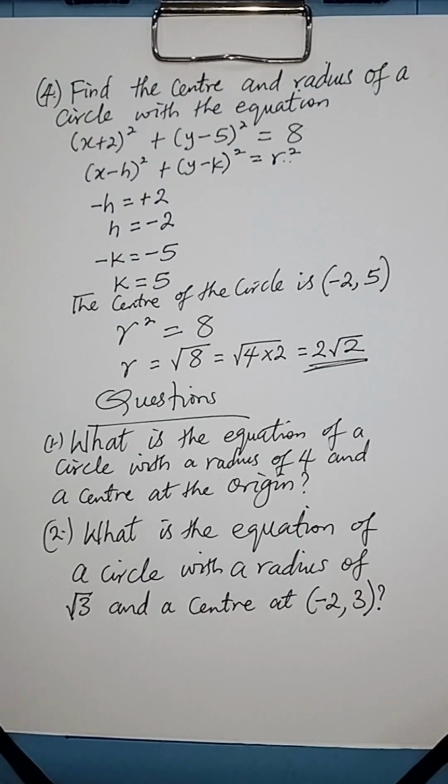So you have two questions to do. You can try this out. If you get the answer correctly, put it in the comment section. The first question is, what is the equation of a circle with a radius of 4 and a center at the origin? That's very easy. The number 2 is, what is the equation of a circle with a radius of root 3 and a center at the coordinates (-2, 3)?